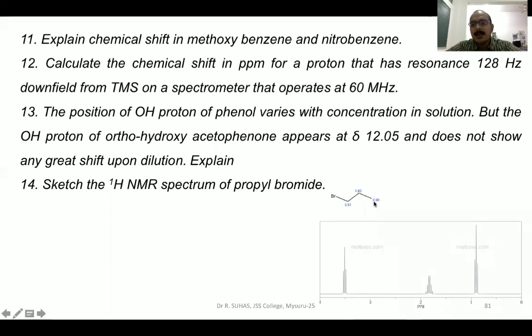The value will be around, this is primary alkyl 0.9. This is secondary alkyl 1.83. And this is bromo attached, hence this is 3.5. So how you can write here: on x-axis ppm, on y-axis it is intensity. So around 0.9 you have to write a triplet, around 1.83 you have to write a sextet, and around 3.5 you have to write a triplet. So this is how we are going to solve this.